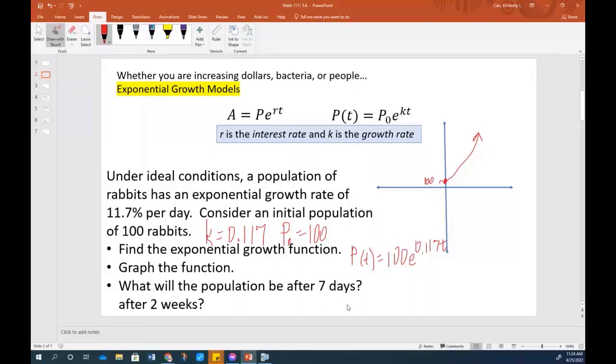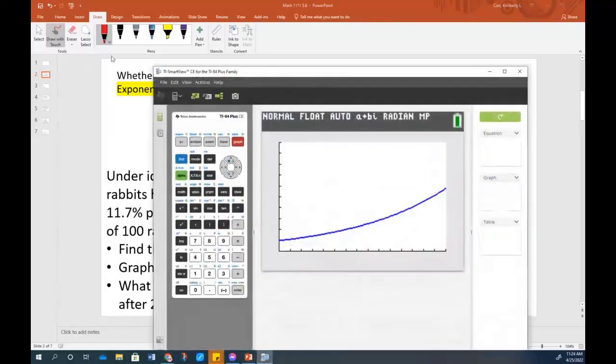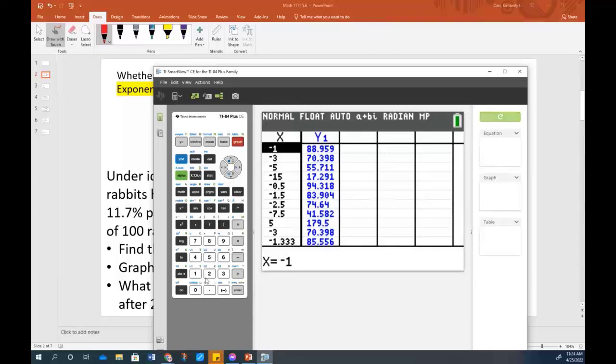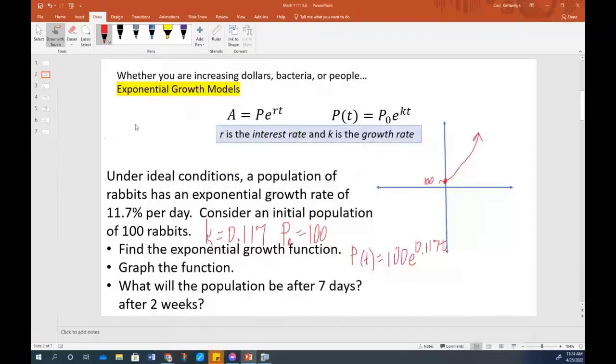Now, as far as what the population will be after 7 days or after 2 weeks, that's where you want to go to your table of values. It's the easiest way. You could redo the problem over and over, but if I hit second table, then I should be able to type in after 7 days. So 7, enter, and then 2 weeks would be 14 days. So I have approximately 227 rabbits, and then 514 rabbits. So 227 and 514.